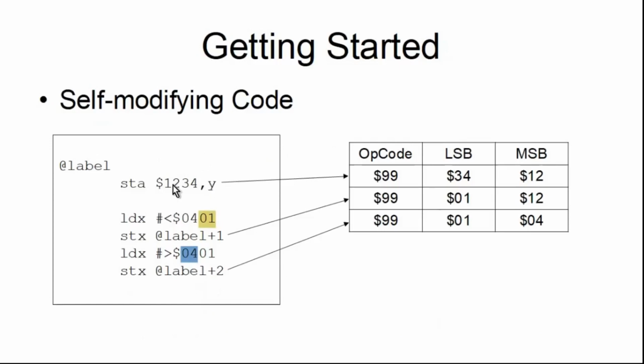So what I want to do is change this address right here, this argument. When I compile my program, it starts off looking like this. First we have this opcode: 99 hex represents this STA instruction. And then we have the low byte, which is 34 hex, which represents this. And then we have the most significant byte, 12, which represents this.